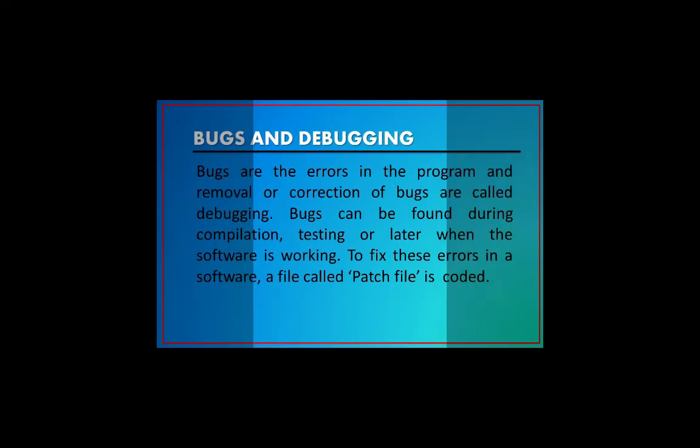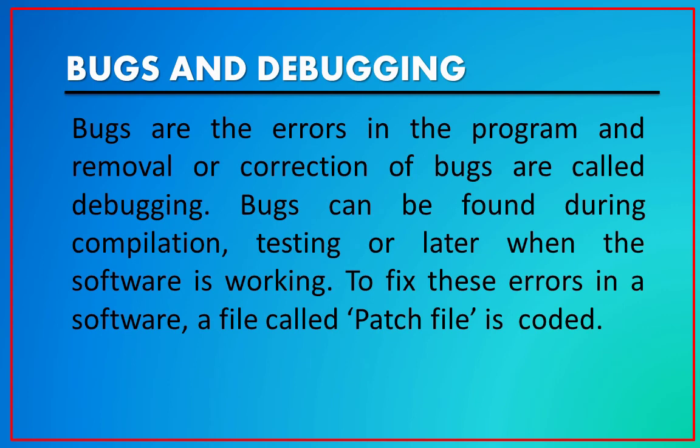Next, after writing the program, when we compile it, we will find some errors, and the errors we find are called bugs, and removal of bugs is called debugging. A file called a patch file is released to fix the errors in software.